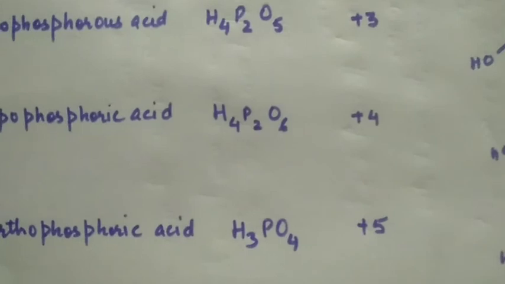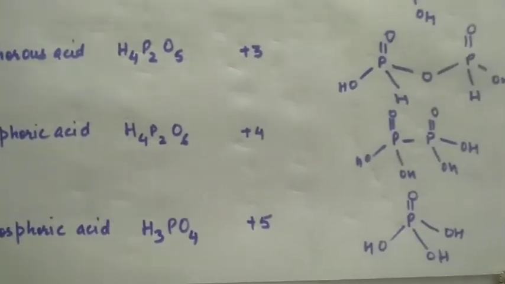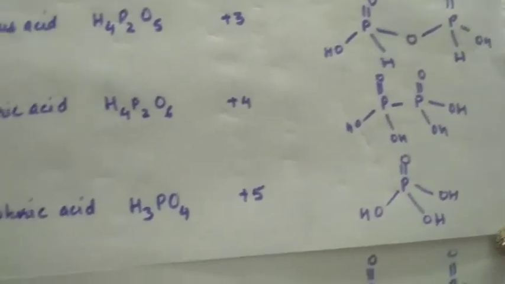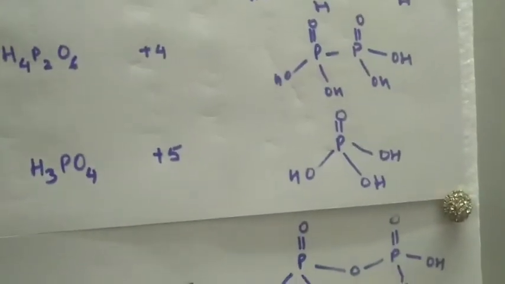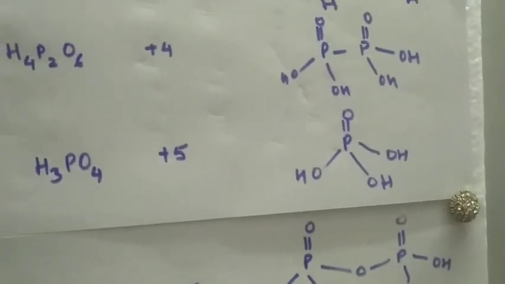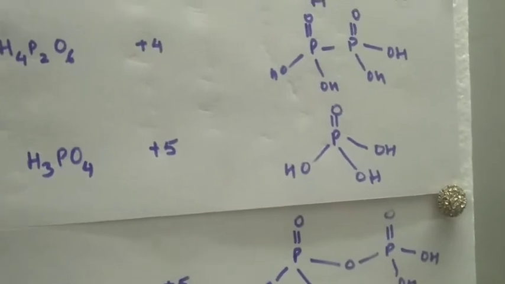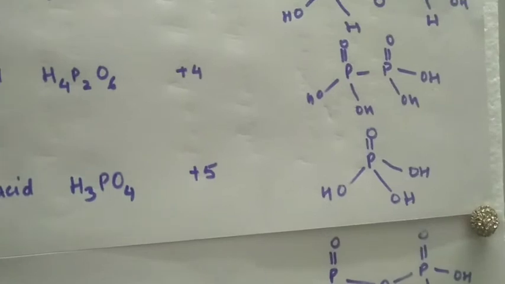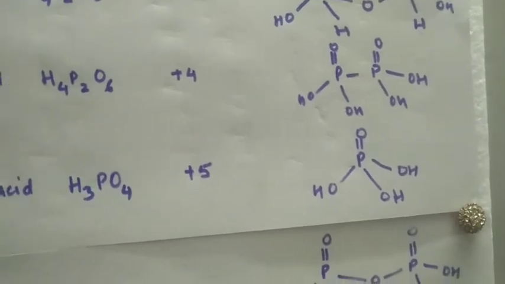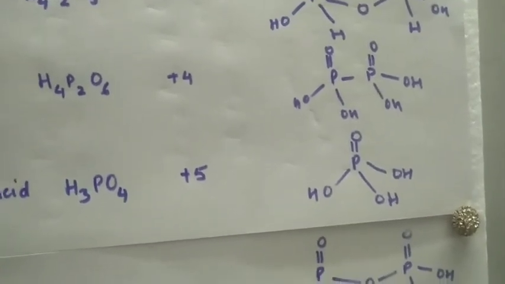Hypophosphoric acid, H4P2O6, oxidation state +4, the two phosphorus atoms are directly joined. Orthophosphoric acid has 3 ionizable OH bonds and one P double bond O bond. So it's a tribasic acid.